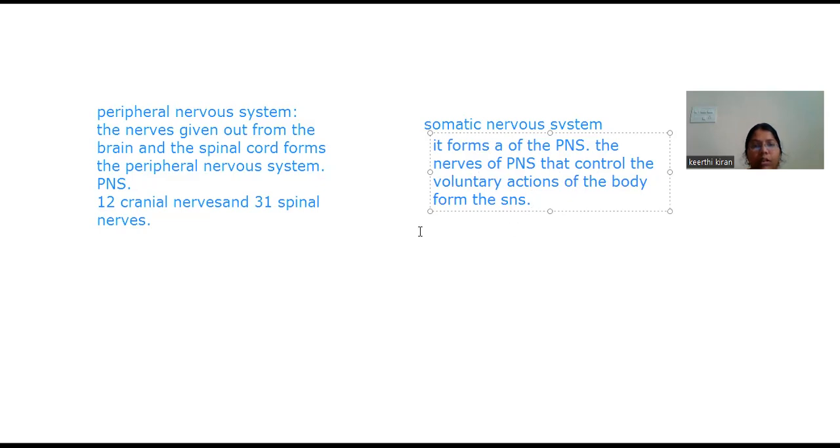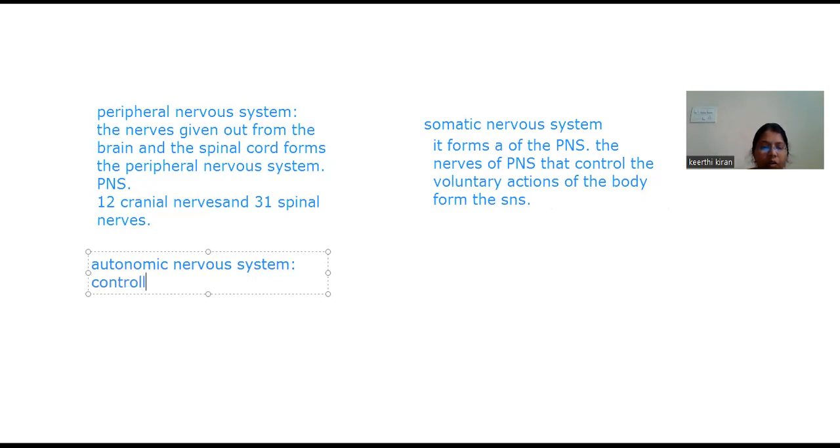Now the next thing is the autonomic nervous system, ANS. It is all the nerves of the PNS that control the involuntary actions in the body. Every nerve of the PNS that controls the involuntary actions of the body is controlled by the autonomic nervous system.